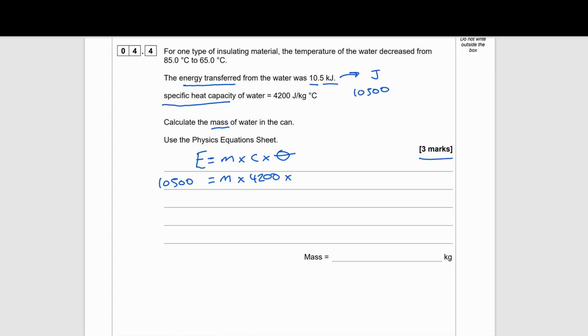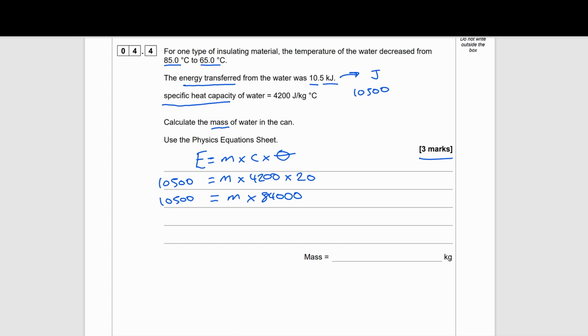But we need to multiply that by a temperature change. So looking at our question at the top, they said it decreased from 85.0 to 65.0. So that means our change in temperature is going to be 20 degrees. So picked up a mark already. Let's simplify now. So 4,200 multiplied by 20 will give us a value of 84,000. So our mass multiplied by 84,000 will be equal to 10,500.